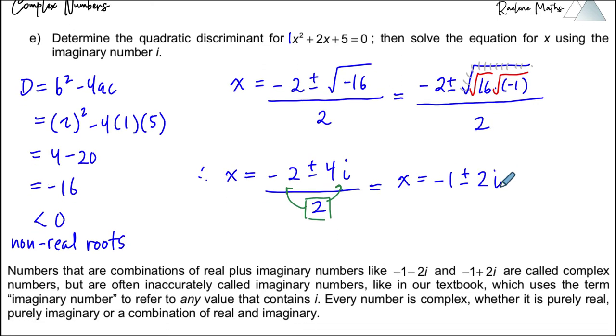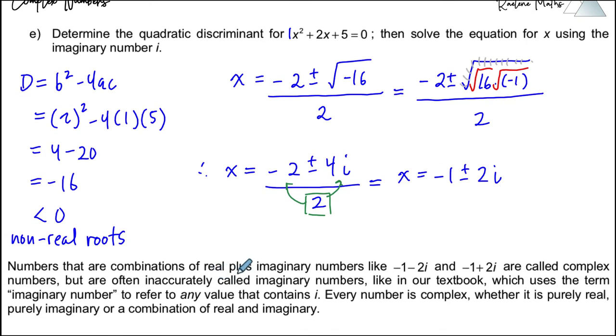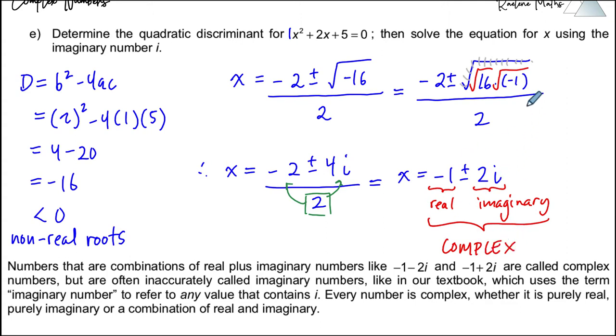Now, technically, numbers that are combinations of real numbers plus imaginary numbers, like we have here, have a real number part and an imaginary number part, and we are adding or subtracting those parts. This is not a purely real nor a purely imaginary number, so the name we give to such numbers is complex. But often textbooks will just say that any number involving i is called an imaginary number, so be wary of the term. Technically, this number is not imaginary and it's not real, but it's a combination, so we call it complex.